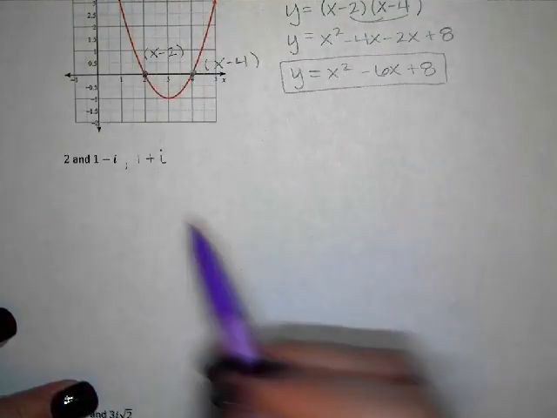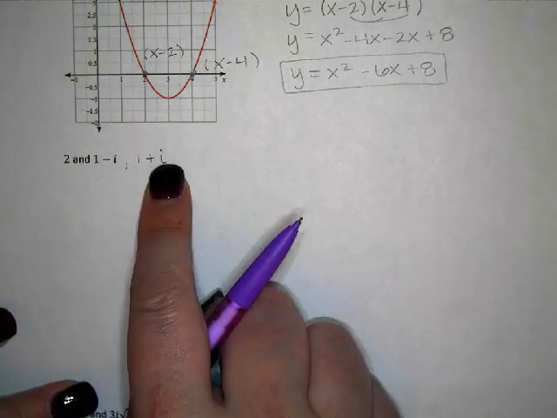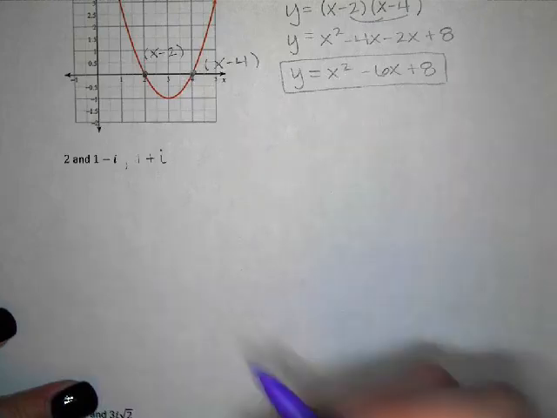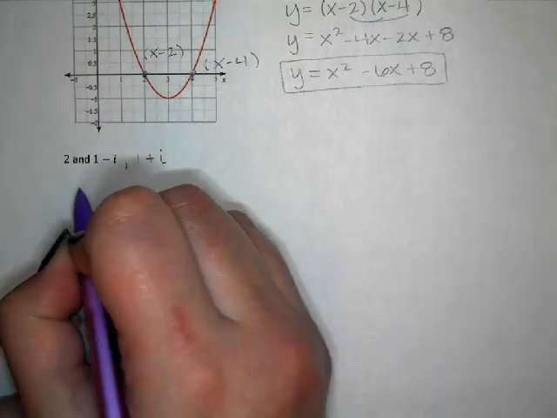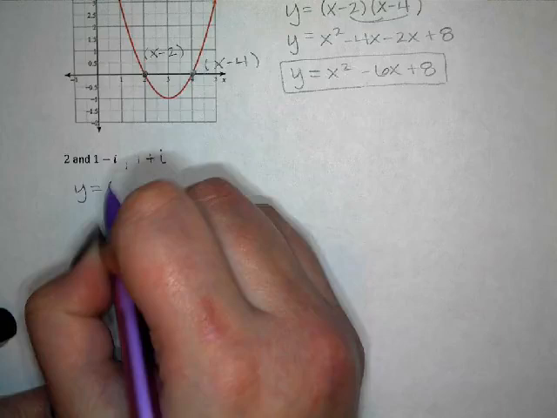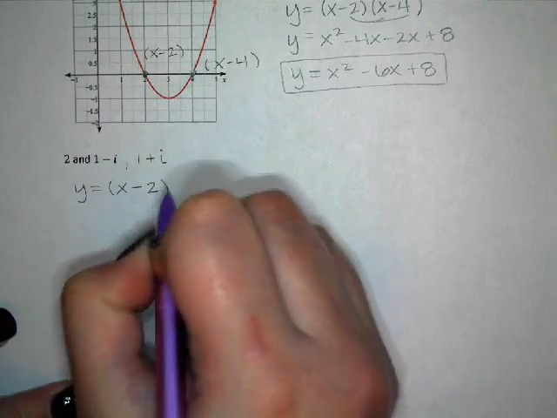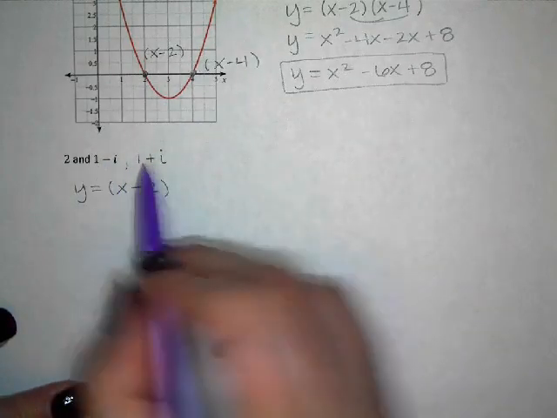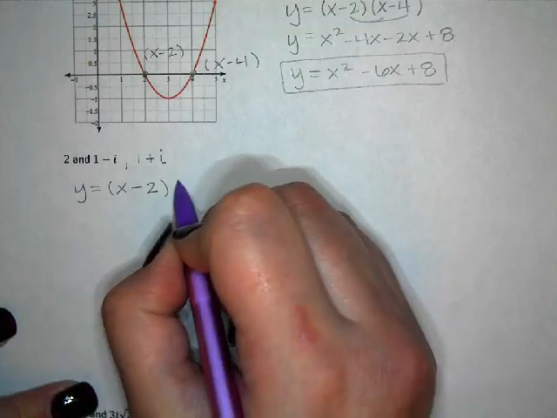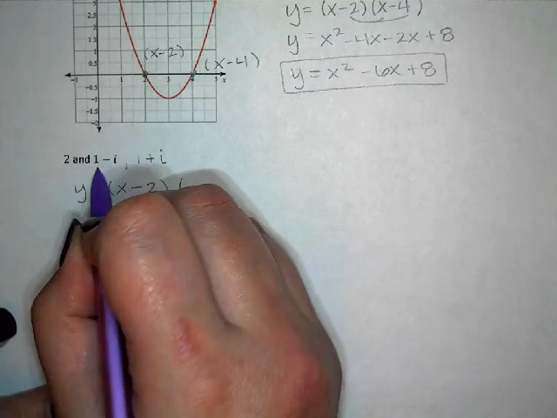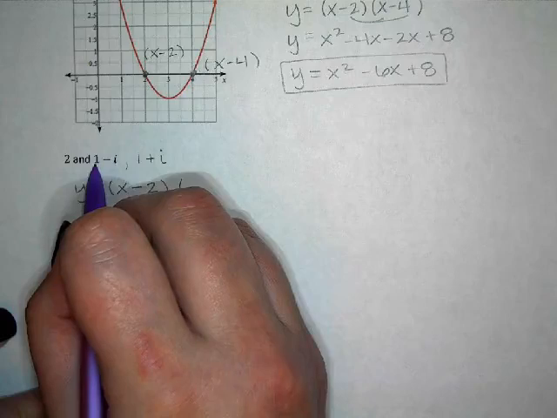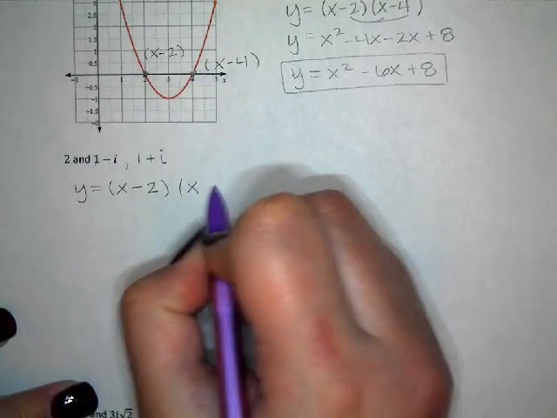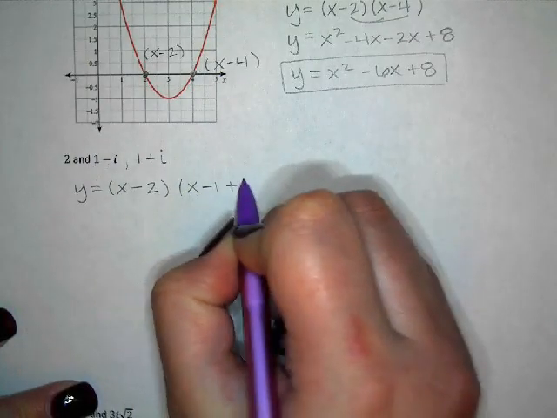So for the first root, I'm going to say x minus 2. And then for these, I'm going to be very careful to change each sign as I write it in parentheses. For the first one, I'm going to say x minus 1 plus i. And for the second, I'm going to say x minus 1 minus i.